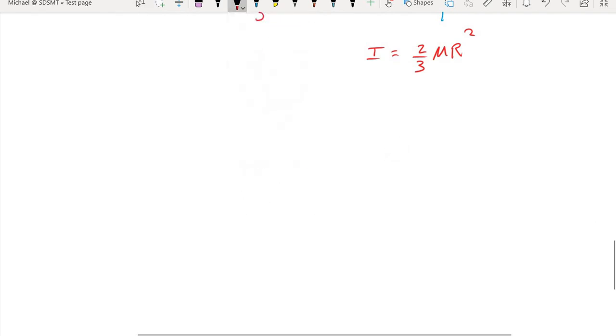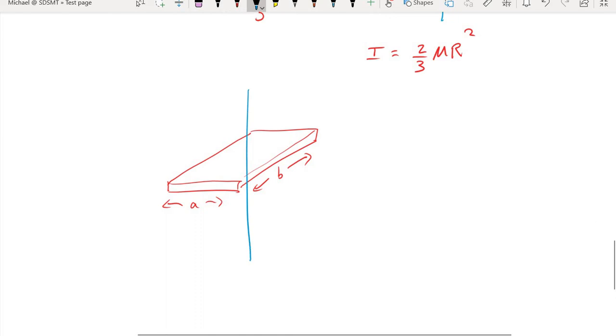The last example that our book has for inertia is a rectangular slab. So we have a thin rectangular slab of dimensions A and B. And if we rotate through the center, or the center of mass of that slab, the inertia comes out to be 1/12 of the sum of the square of the dimensions times the mass.